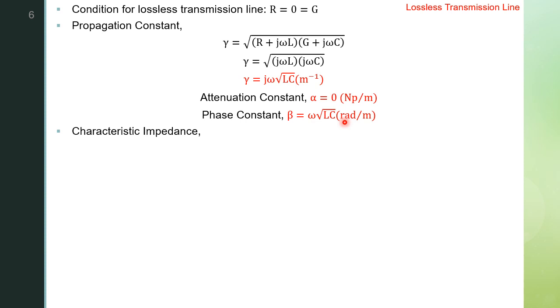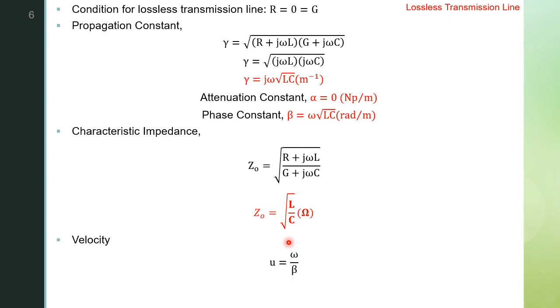When you consider the expression for characteristic impedance, it is given by root of (R plus j omega L) by (G plus j omega C). When you substitute the condition R equal to 0, which is equal to G, we will get root of j omega L by j omega C, and that is equal to root of L by C ohms. This is the value of characteristic impedance of a lossless transmission line.